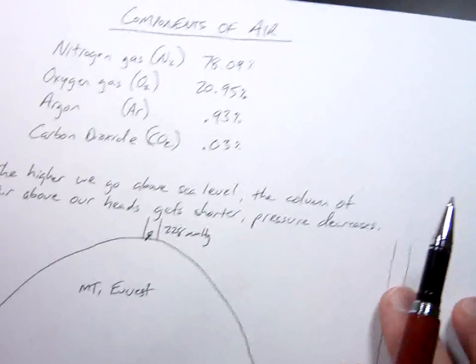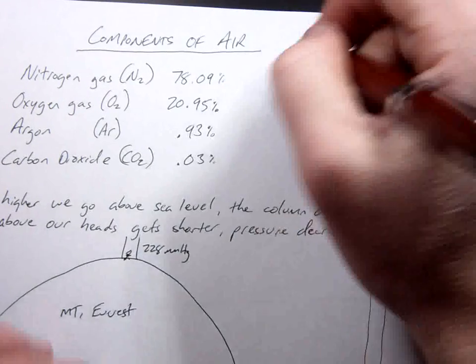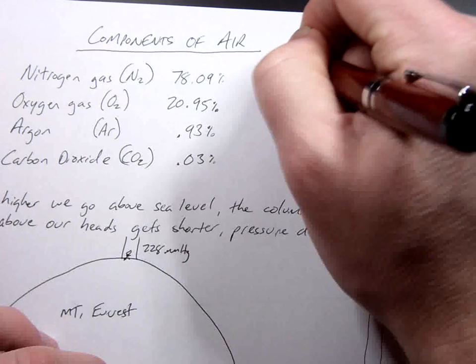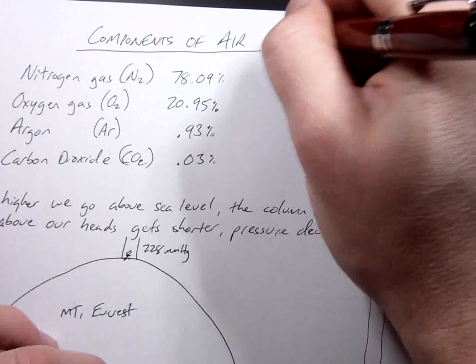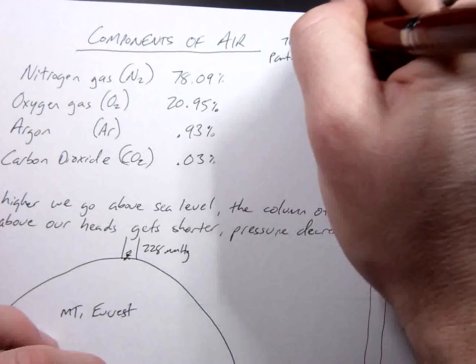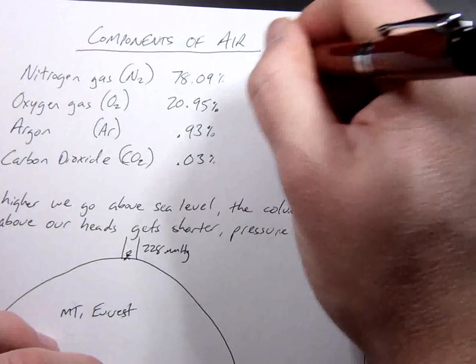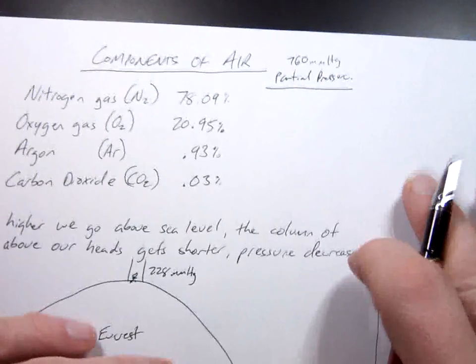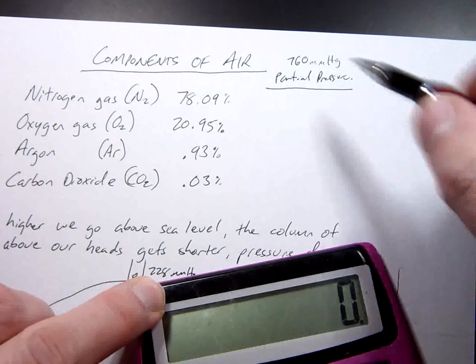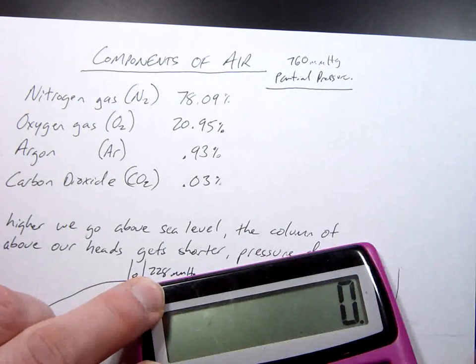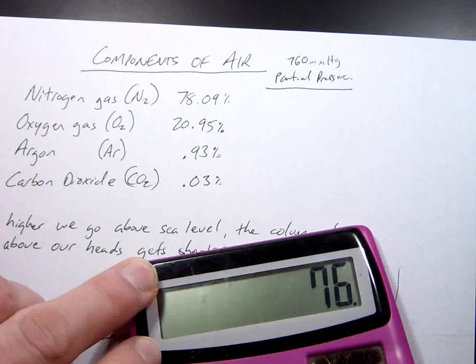So let's write this down. We're going to do partial pressures. Okay? If there's 760 millimeters of mercury at sea level, partial pressures are easy to calculate. All we need to do is multiply by the decimal here. So 760 times what?